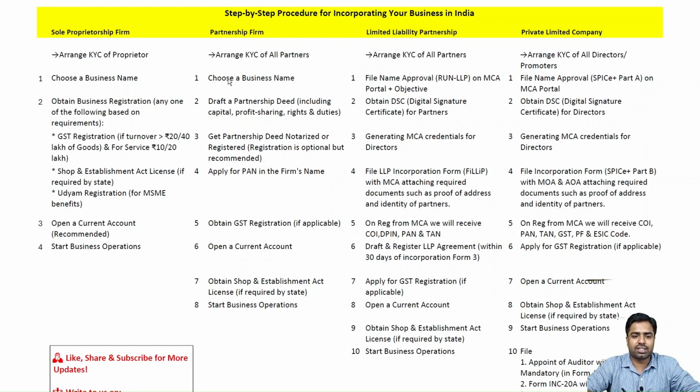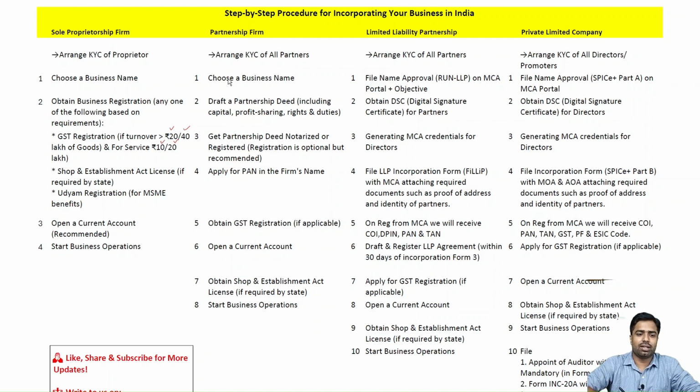GST registration is required if your turnover is more than 20 lakh rupees or 40 lakh rupees for goods, or if you are providing services and your turnover is more than 10 lakh rupees or 20 lakh rupees. Why have I said 20 or 40 lakh, or 10 or 20 lakh for services? Because different states have different thresholds. The state in which you are planning to start, you have to check what threshold is applicable there. For example, in Karnataka it is 20 lakh rupees for services and 40 lakh rupees for goods.